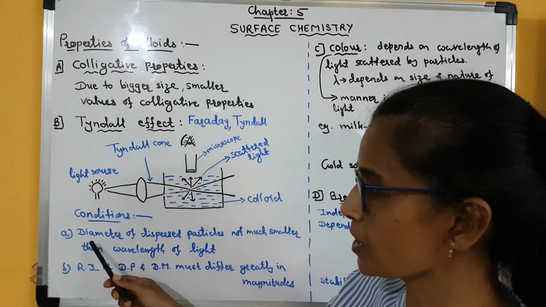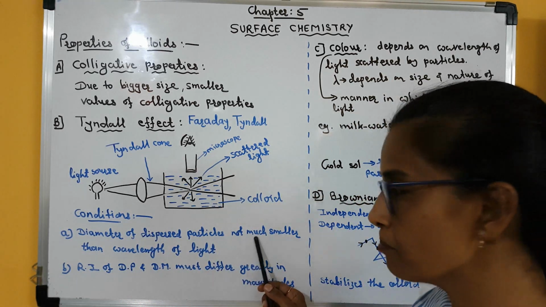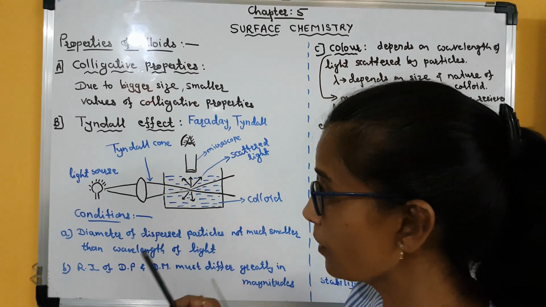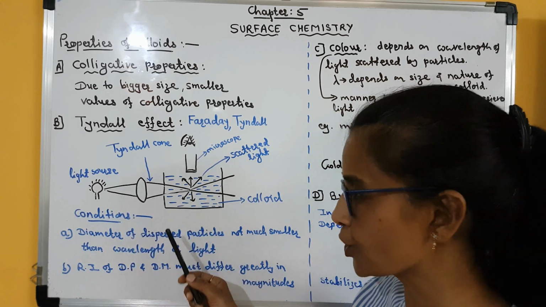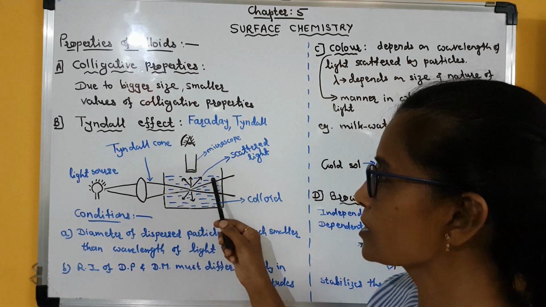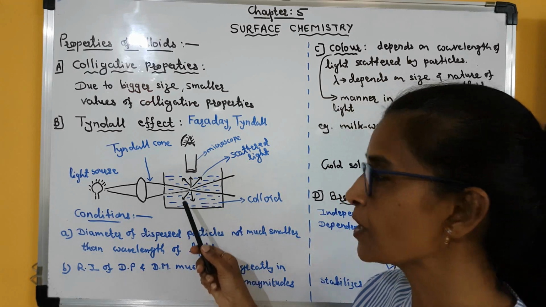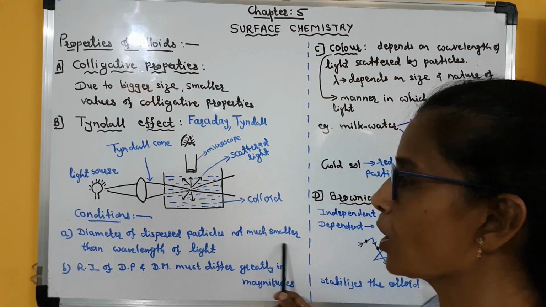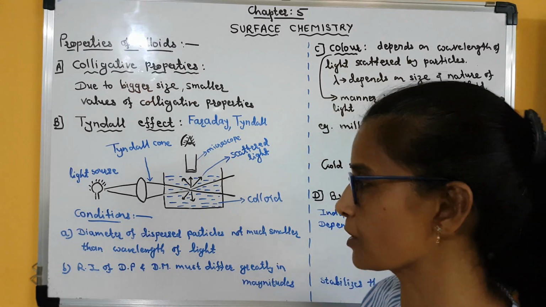The first condition is that the diameter of the dispersed particle should not be much smaller than the wavelength of the light. The wavelength of the light that we are using, in order to focus the colloidal solution, and the diameter of the dispersed particles, the particles of the dispersed phase which are present in the dispersion medium. So the diameter of this dispersed particle should not be much smaller than the wavelength of the light that is used. This is the first condition.